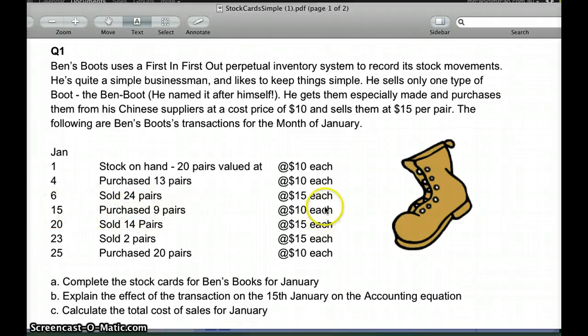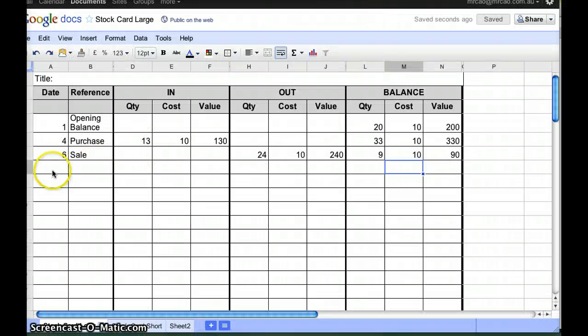On the 15th, I purchased 9 pairs. So that's in, 9 pairs at $10 each, which gives me $90. So 9 plus 9 gives me 18 at $10, gives me 180.